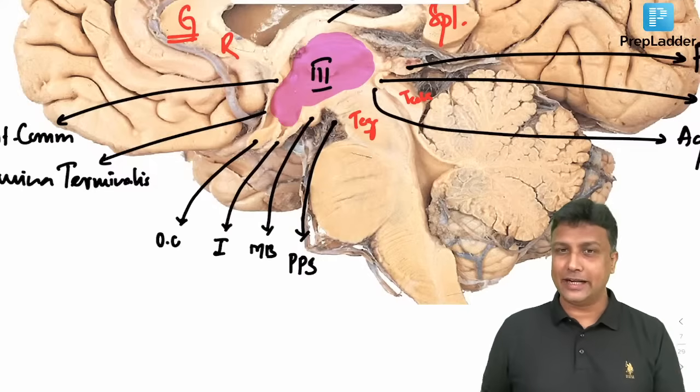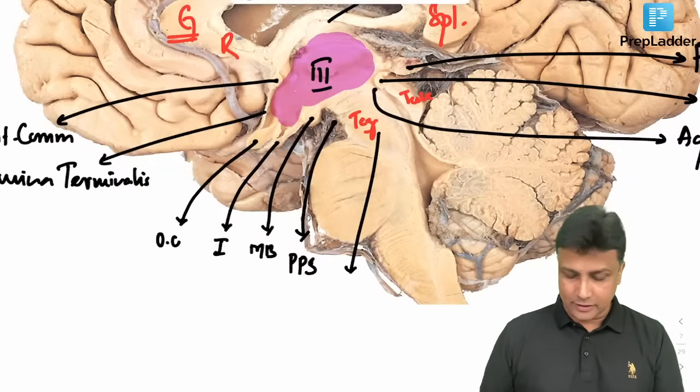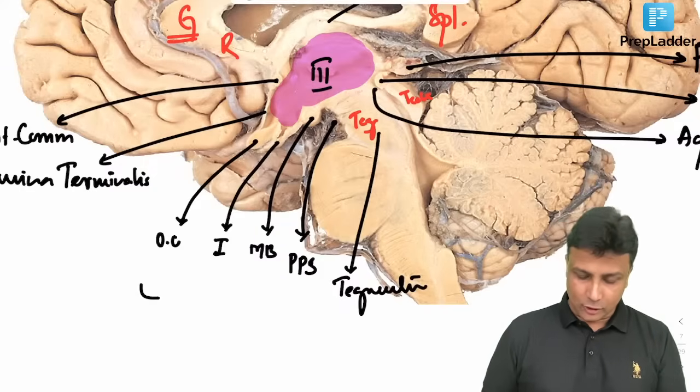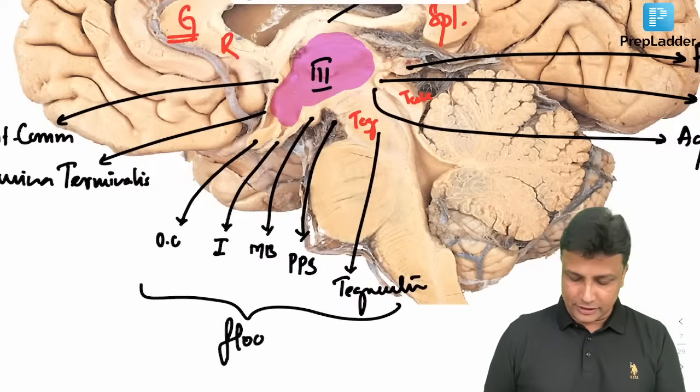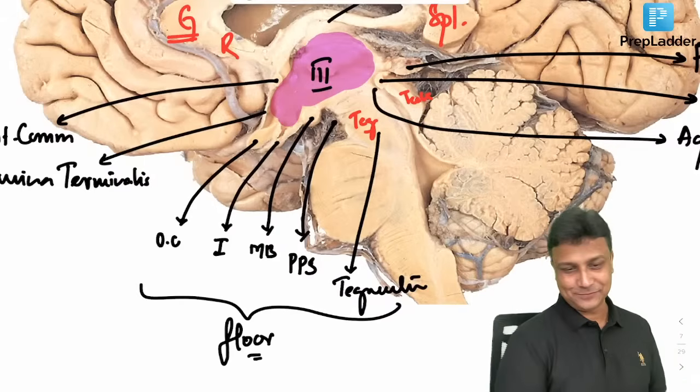Behind that, that part will be the tectum part. And in front of that, that will be the tegmentum part. So what is this front part here? This one here will be the tegmentum part. And all together, that is going to form the floor of the third ventricle. Floor of the third ventricle here, sir.